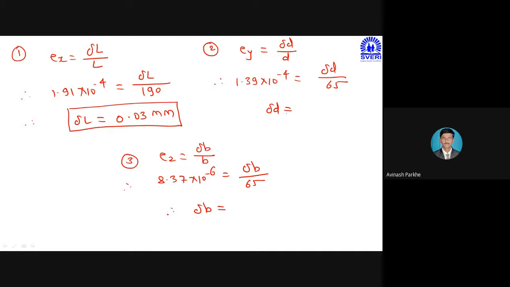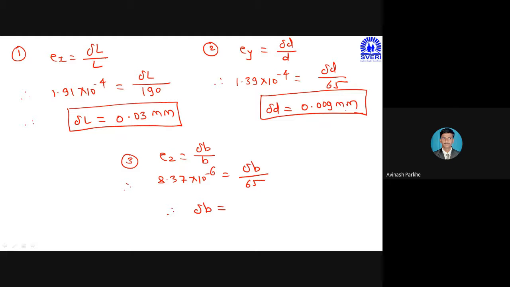Then delta D. D means along the y-axis. Delta D is equal to 0.009 mm. This is a change in depth, or we can consider change in height also.